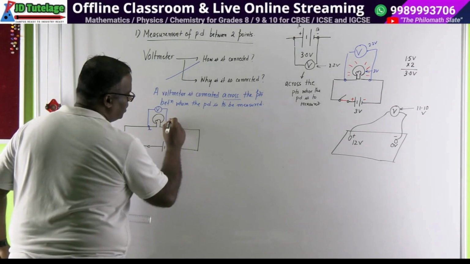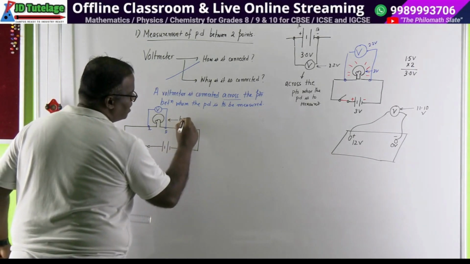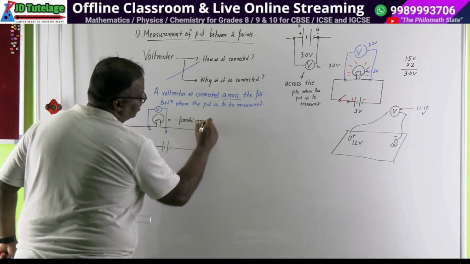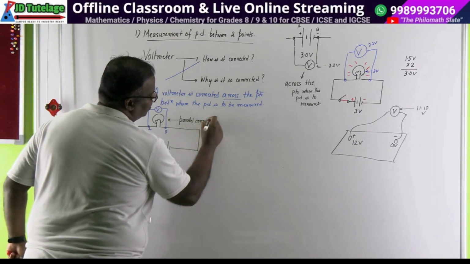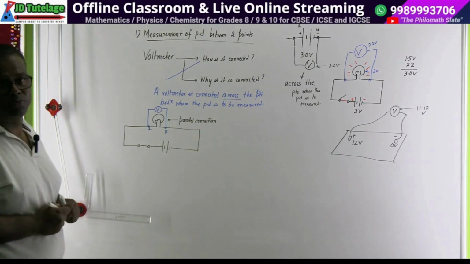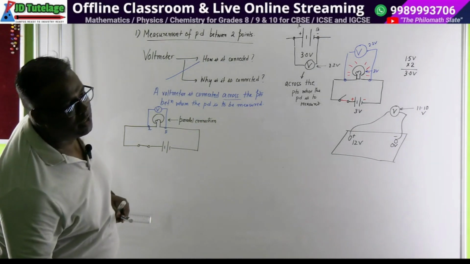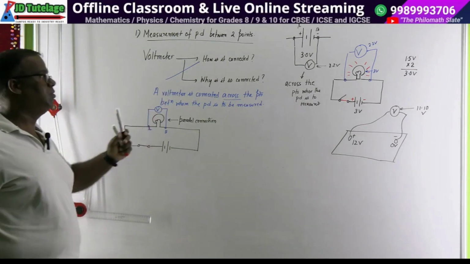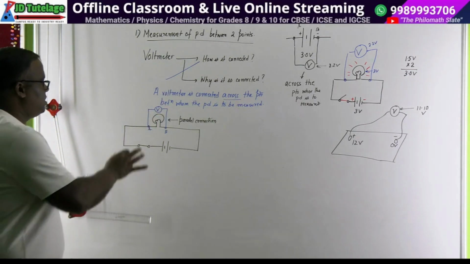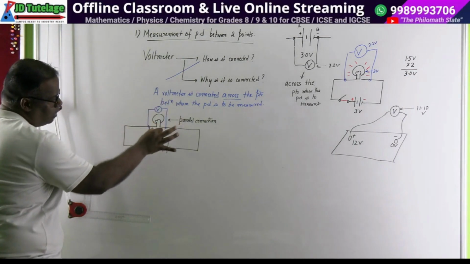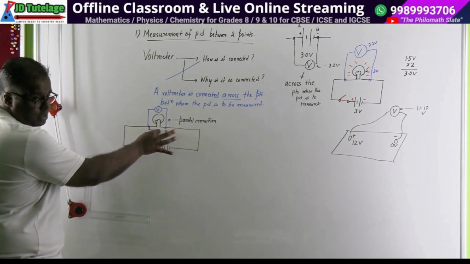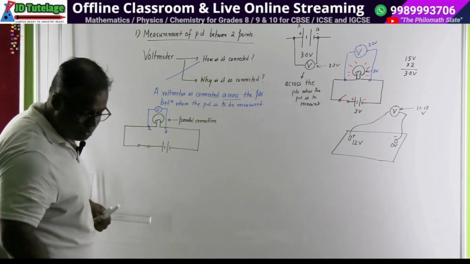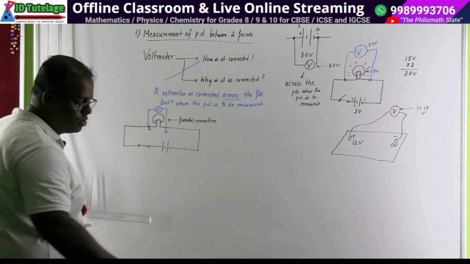Now this pattern of connection is also known as parallel connection. This is also known as parallel connection. Okay, this is known as parallel connection. If you don't understand these, then it will be difficult. Parallel means the voltmeter is exactly in parallel with the bulb. Exactly in parallel. This is called parallel. Now you will ask, what is parallel? So see, again opening the Pandora's box.